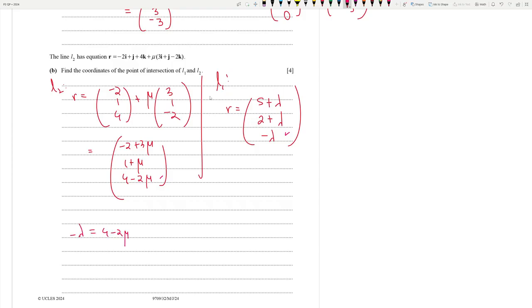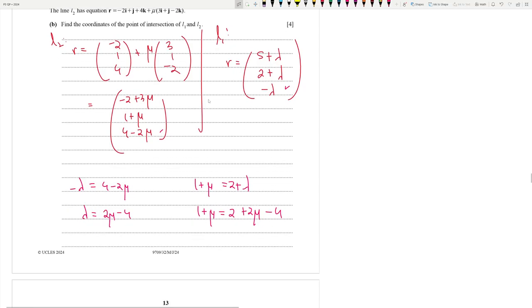On the other hand, 1 plus mu is equal to 2 plus lambda. So lambda is equal to 2 mu minus 4. 1 plus mu is equal to 2 plus 2 mu minus 4. So if you bring everything to that side, 1 minus 2 plus 4 equals 2 mu minus mu. So mu is equal to 3. Okay, so lambda should be equal to 6 minus 4, which is 2.